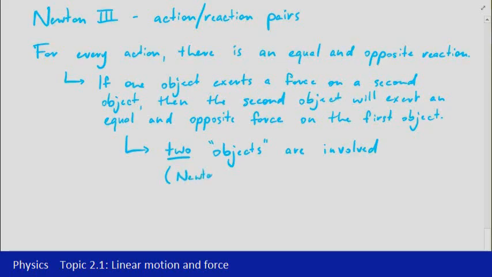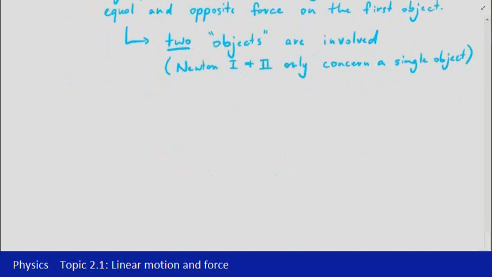So with Newton's third law, two objects are involved, and just as a side note here, Newton's first and second law, so Newton 1 and 2, they only concern a single object. So we talk about the forces acting on an object for Newton's first and second law. For Newton's third law, we talk about two objects that are interacting. So if you can store that in the back of your mind, it will help to make Newton's third law make a lot more sense.